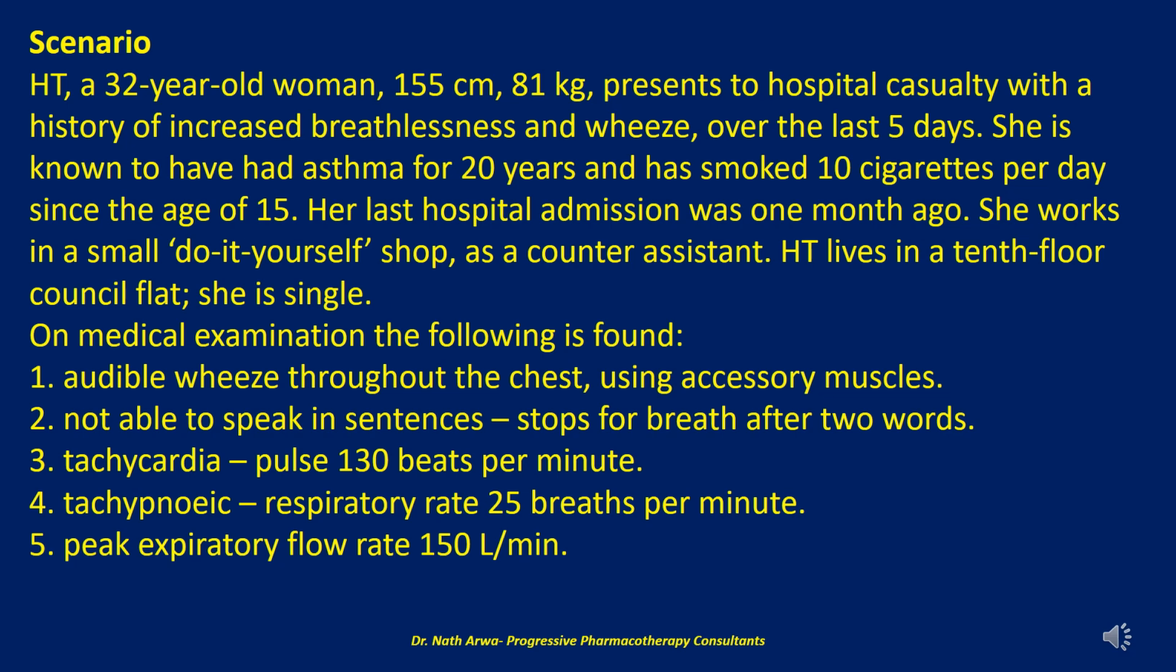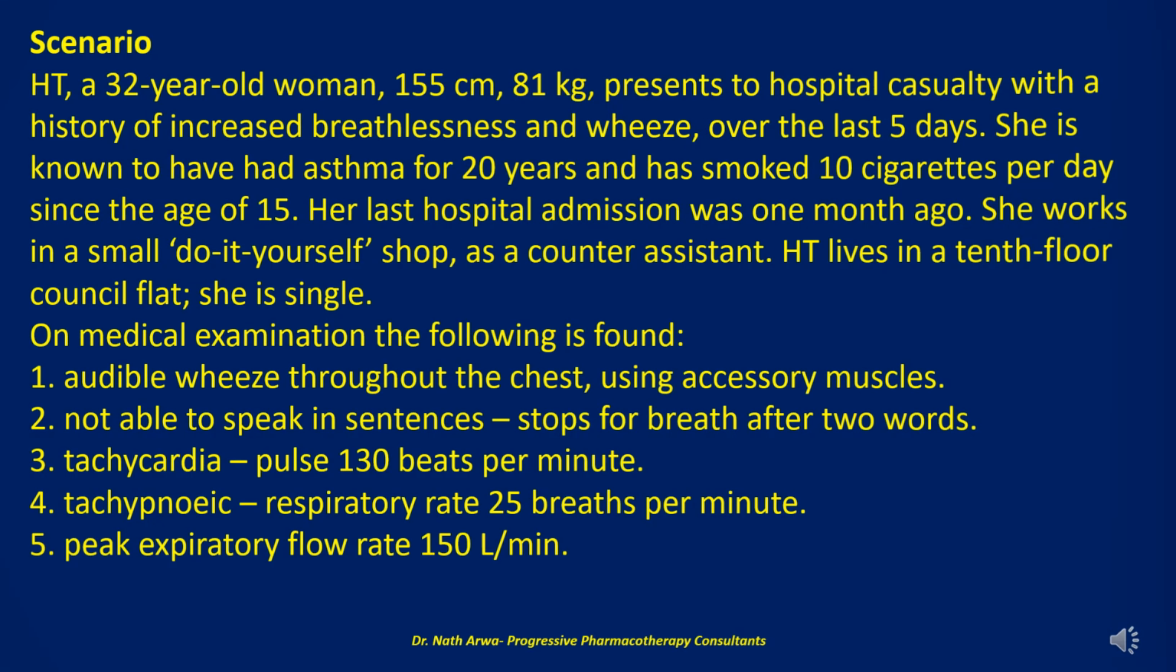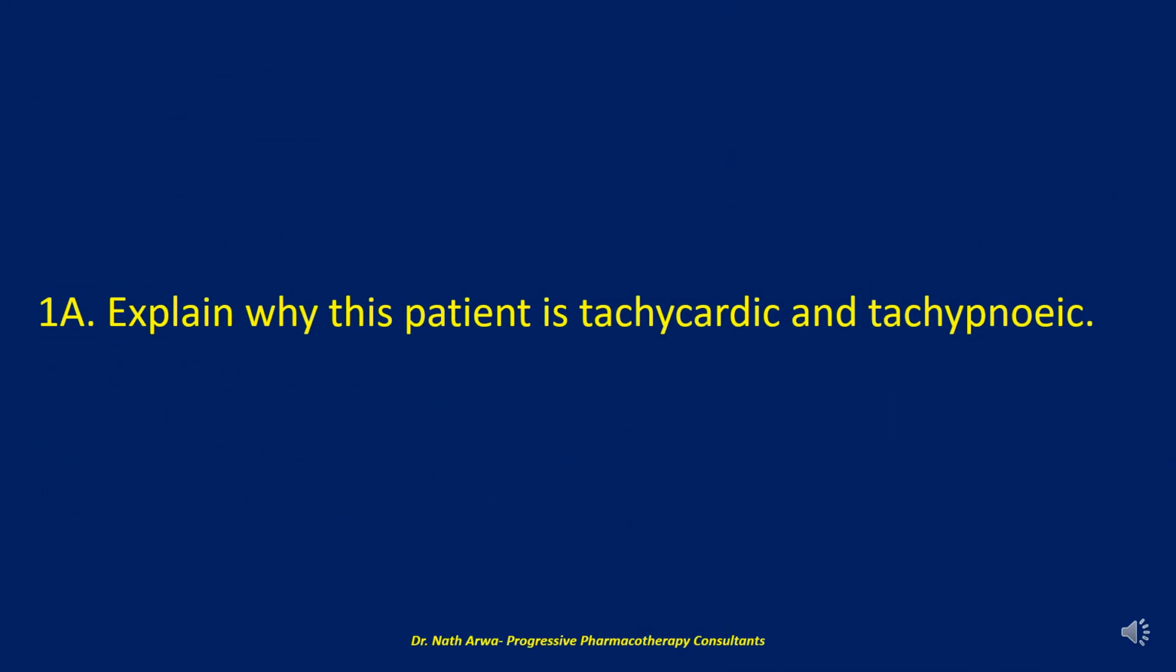3. Tachycardia, i.e. a pulse of 130 beats per minute. 4. She is tachypneic, with a respiratory rate of 25 breaths per minute. And 5. A peak expiratory flow rate of 150 liters per minute. Question 1a reads, explain why this patient is tachycardic and tachypneic.